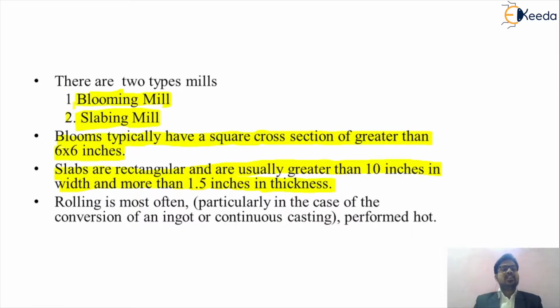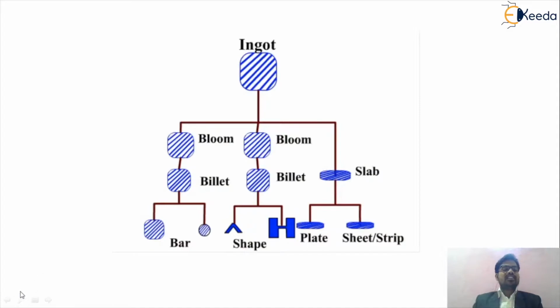Rolling is most often, particularly in the case of the conversion of an ingot or continuous casting, performed very hot. So friends, the type of rolling we use is called hot rolling for the steel industry. Now we have to understand the different processes that are carried out while we use the different types of material that we get from the steel industry.